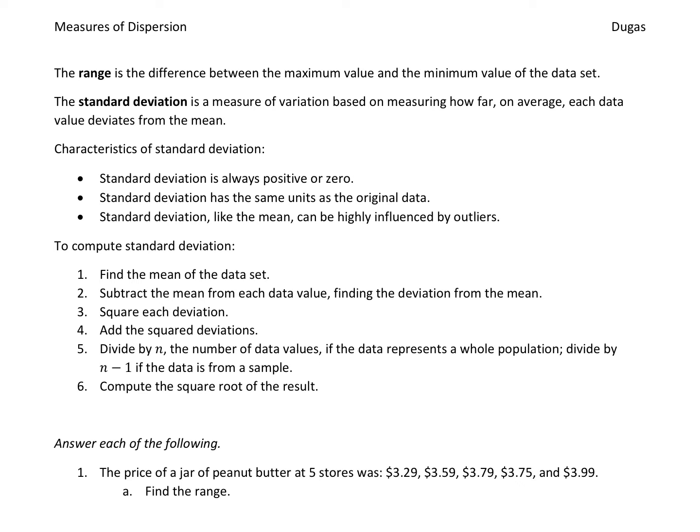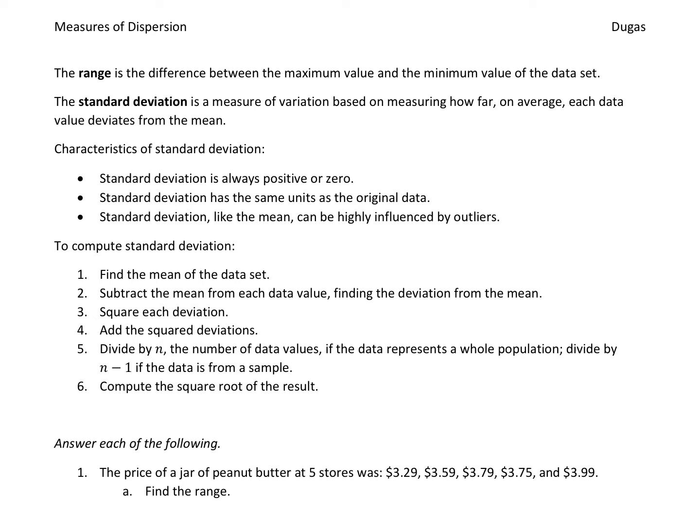The next common way is standard deviation. A standard deviation is a measure of variation based on measuring how far on average each data value deviates from the mean. You'll know the mean, and it tells you how far your value is from the mean. So it can tell you it's slightly above the mean, slightly below the mean, really far above the mean, etc. So it's judging based on how far it deviates from the mean.